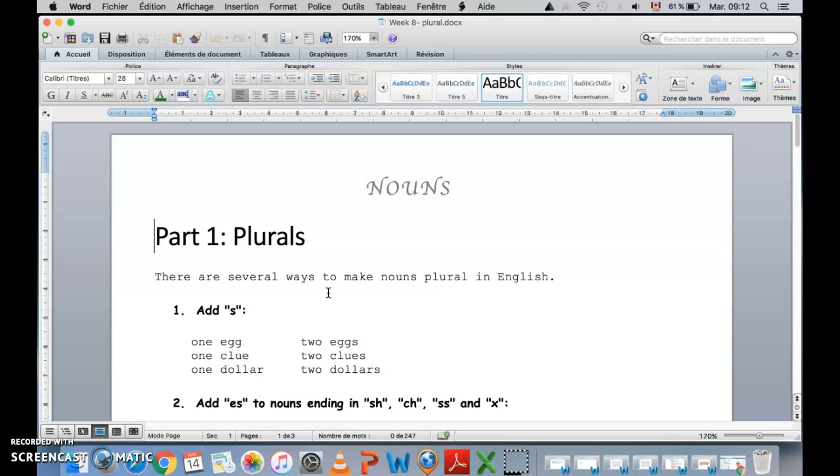J'ai un vélo. I have one bike. I have a bike. J'ai plusieurs vélos. I have many bikes. Okay, bicycles. So you just put the S. Well, you just put the plural form.